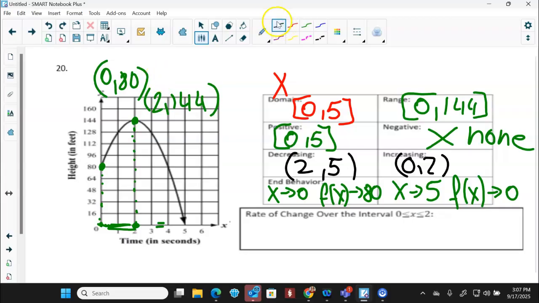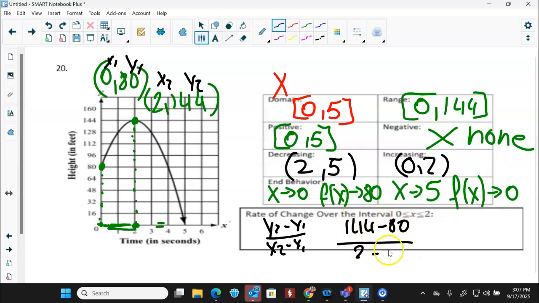It doesn't matter which one you name x1 or x2 and y1 and so on. So we are going to do y2 minus y1 over x2 minus x1. We're going to do 144 minus 80 divided by 2 minus 0. So we are going to get 32, and that is your slope.